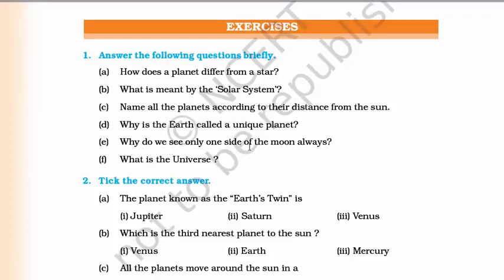Why do we see only one side of the moon always? Because you remember it takes 27 days to revolve around the Earth, and the Earth rotates in 23 hours 56 minutes. A few of the factors are that it is near to us, and it is also one-fourth the size of Earth. So by the time we could see the entire part of it, the Earth takes its revolution, and then we go to the other side, due to which we just see the half side of it. What is the universe?